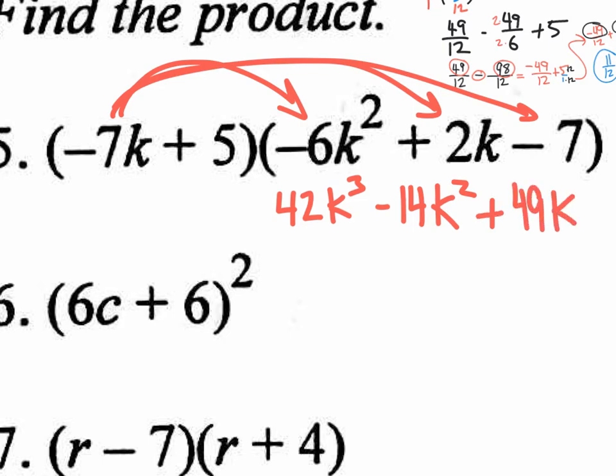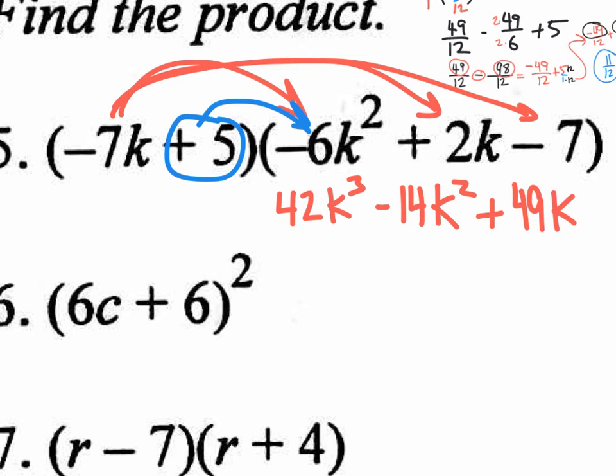All right. And now we're going to distribute the second term. We already distributed this first one. Now let's distribute the second one. So let's go in a different color. Positive 5 times negative 6, that's going to give us what? Negative 30. Negative 30k squared.